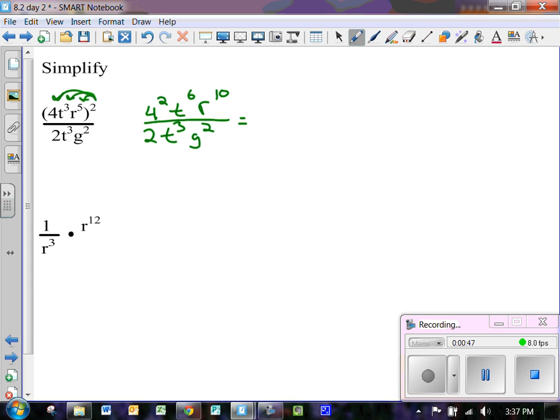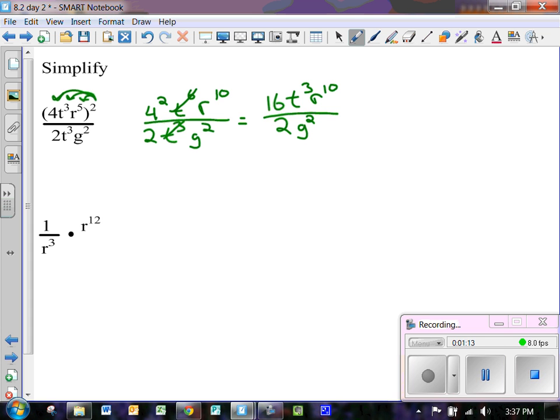I would figure out what 4 squared is, so that's 16. And we've got t to the sixth and t to the third, so that can become a t to the third. R to the 10th stays the same because there are no other r's, all over 2. Because we subtracted these out, we can get rid of that t to the third. We have a 2 and a g to the second on the bottom.